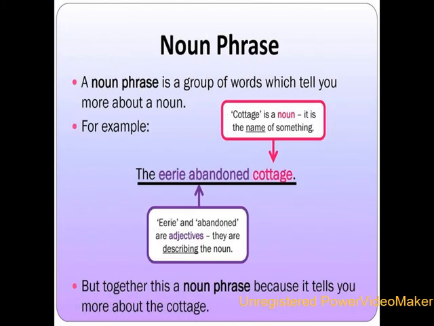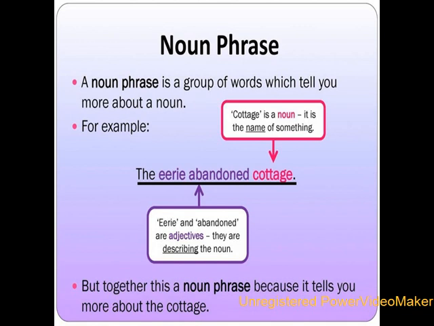Noun phrase. A noun phrase is a group of words which tells you more about a noun. It is a group of two or more words that is headed by a noun. That could be a person, place, or thing. That includes modifiers. Example: the, a, of them, with her, etc. Here, modifiers are modifying the noun.